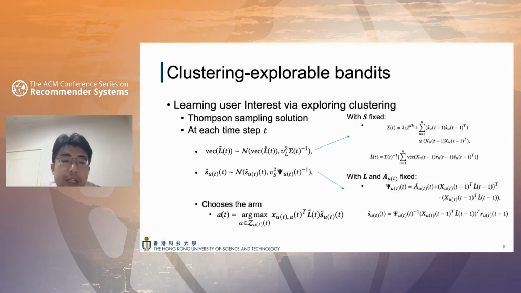At each time step t, we sample tilde L and tilde S from the corresponding prior and posterior distributions, whose means and covariances can be calculated via alternately fixing S and L. After we get the tilde L and tilde S, we could give a prediction for each arm. The arm which gives the largest prediction will be chosen to recommend.